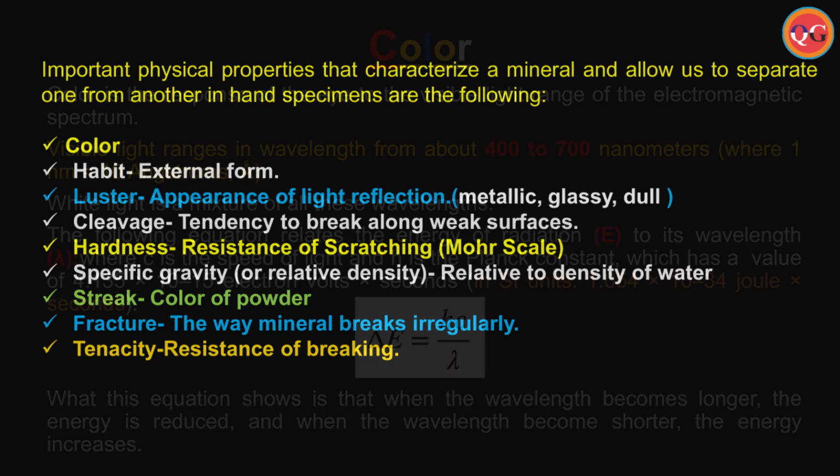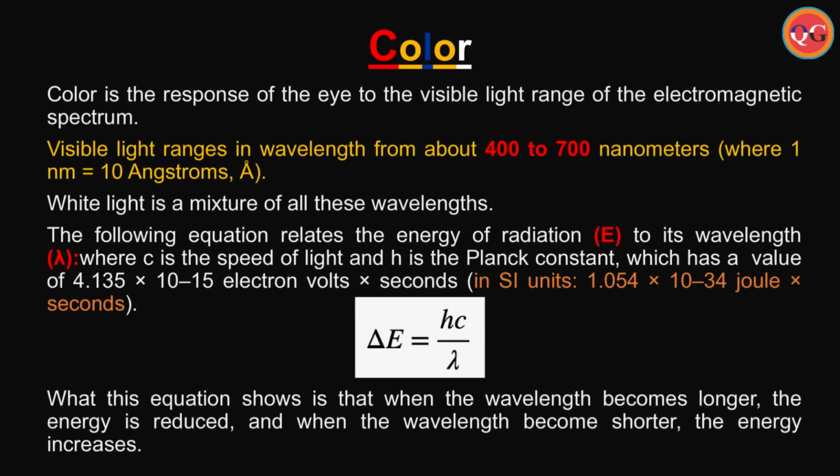Now let's understand the color as a physical property. While color is one of the first things we notice, color alone isn't always reliable for identification since it can vary due to impurities. What is color? Color is the response of the eye to the visible light range of the electromagnetic spectrum. Visible light ranges in wavelength from about 400 to 700 nanometers. As we know, white light is a mixture of all these wavelengths.